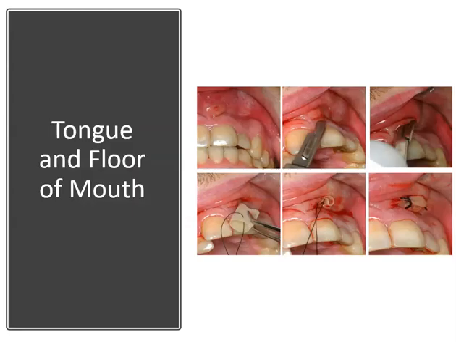All right, so next up, we're going to go over to page 305 with the tongue and the floor of the mouth, and we're going to start off with incision.